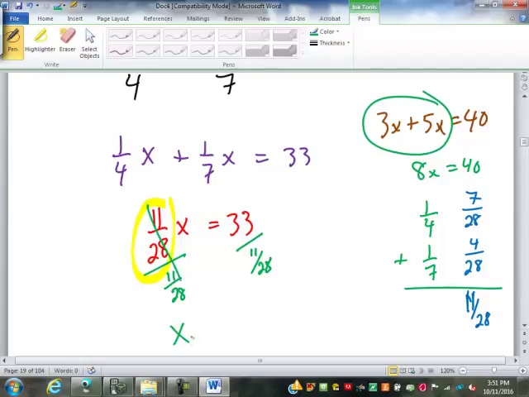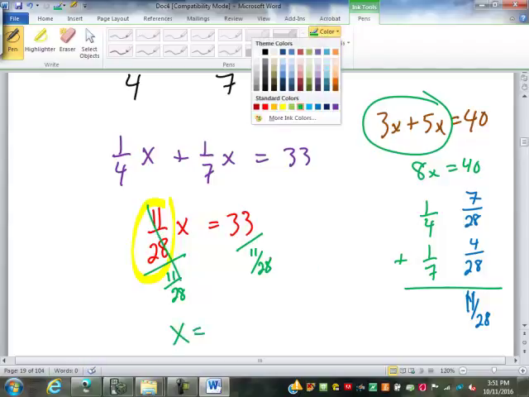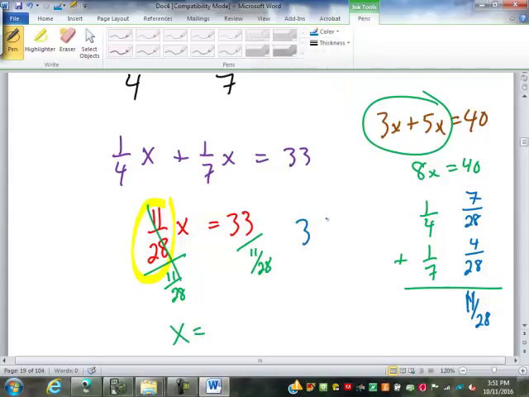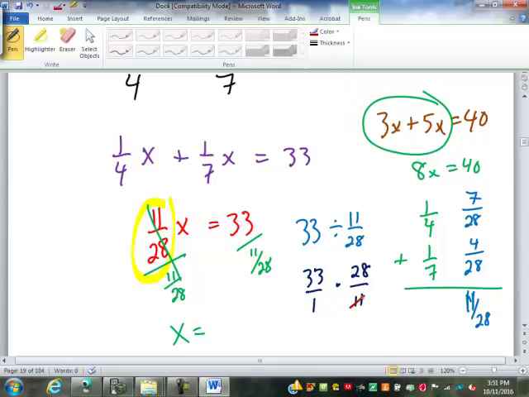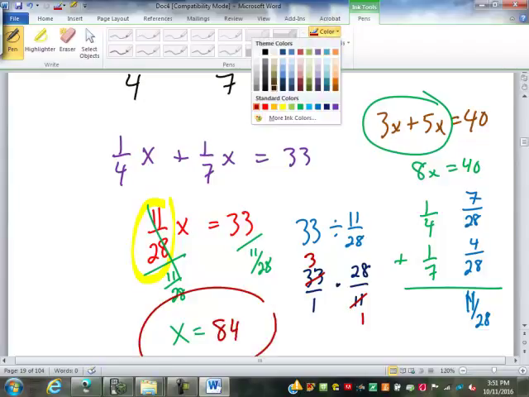So it's gone there, leaving me with x. Over here, we have 33 divided by 11/28. So I'm going to make that 33 over 1 to make it a fraction, and then times 28 over 11. Cross canceling, 11 and 33 gives me 1 and 3. 3 times 28 is 84. So x equals 84.